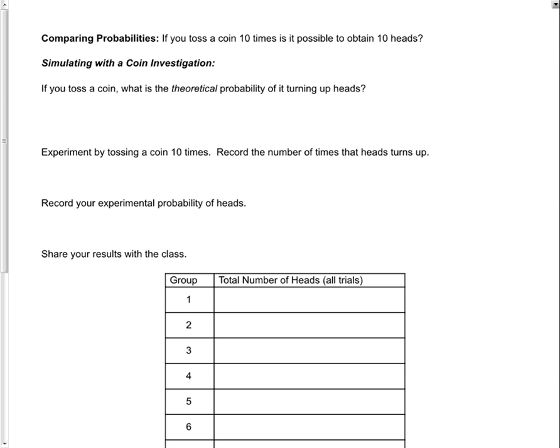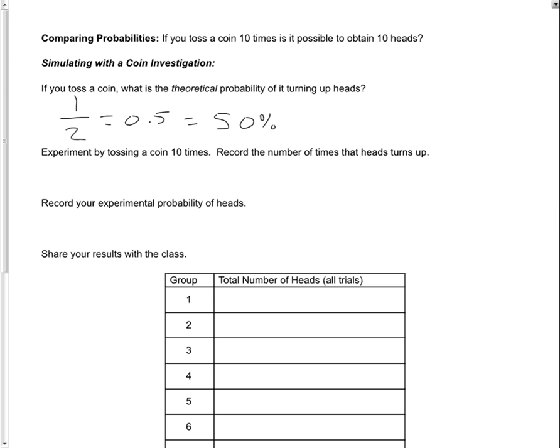So let's say you want to toss a coin. What's the theoretical probability of turning up heads? Well, let's see. Heads is one possible outcome. And if you're flipping a coin, how many outcomes are there in total? The number of possible outcomes is two, because you could get either a head or a tail. And so the theoretical probability is 50% that you would get a head, and a 50% chance that you could get a tail.